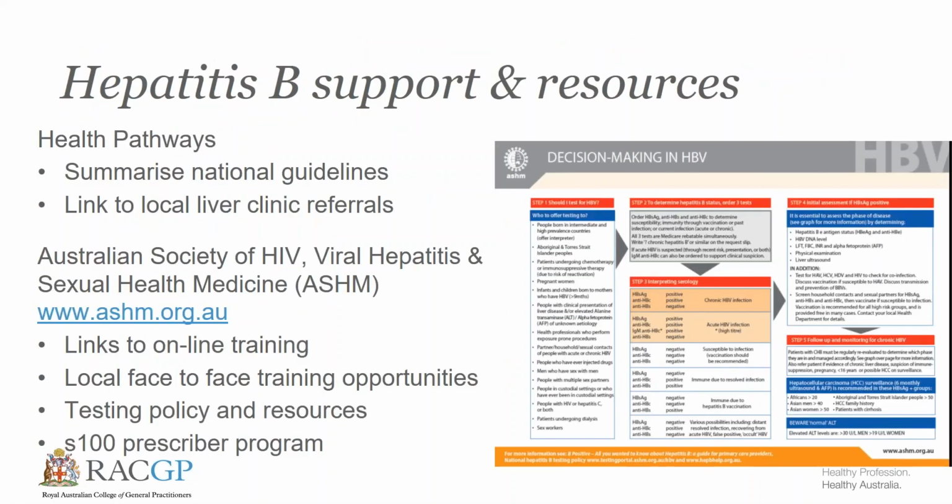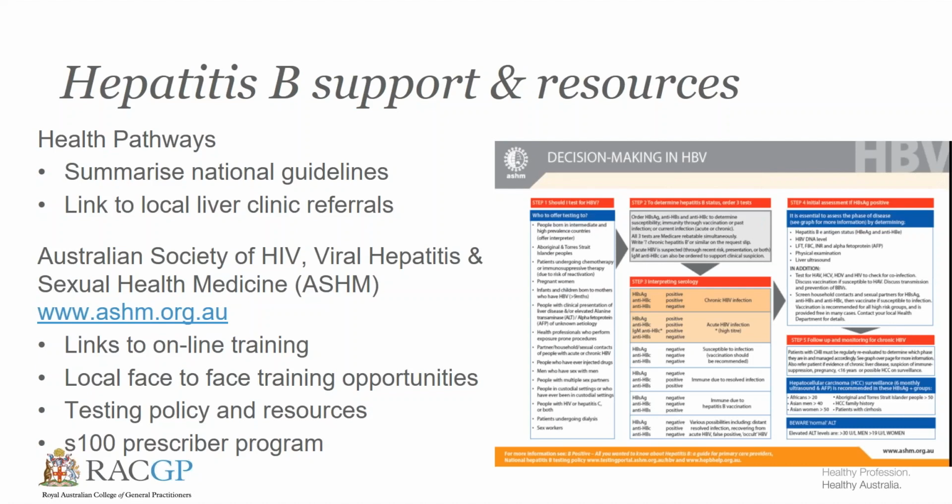I'll just move on to this last slide, which is resources. Now, look, I've looked at all the health pathways for hepatitis B, and by and large, they're excellent. In fact, they really take you through step by step what we've talked about tonight: who's at risk, assessing disease phase, monitoring. I'd really recommend that you all use your health pathways to guide you through this. And there's usually a link to your local liver clinic referrals. So I think they're very handy.